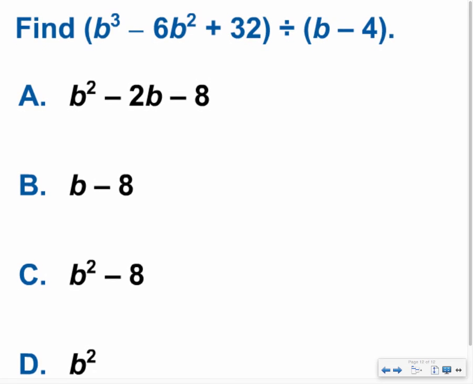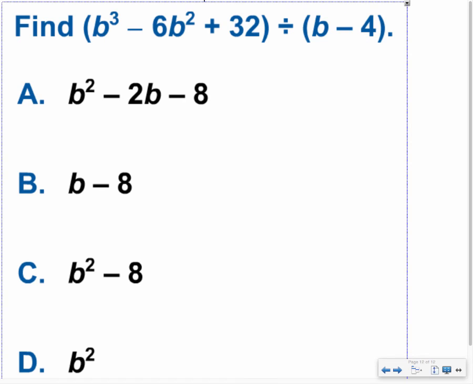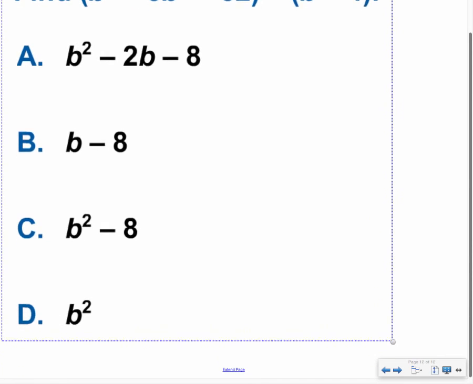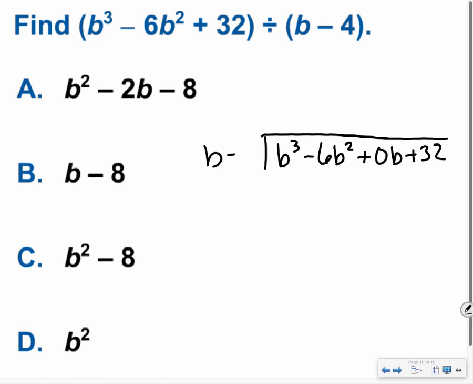Here's the very last example for you to try. Remember, if you are missing a term, it doesn't matter which one it is, you need to write a 0 in as a placeholder for that term. Okay? Write a 0 in for a placeholder. Hopefully you set this one up something like this. Alright, now go from there and see if you can solve it. Hopefully you ended up with b squared minus 2b minus 8 as your final answer.